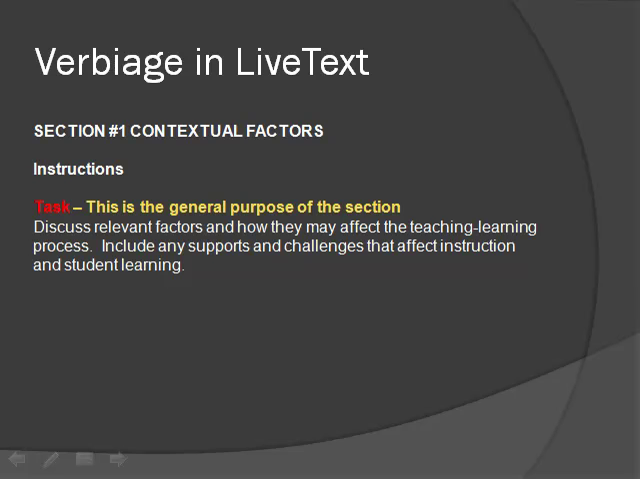Contextual factors. This is the general purpose of the section. When you see the task for each of these sections, all 7 of the sections that were mentioned in the introduction, you will see that there is a task which specifically says what you are supposed to do, or tells you in general the purpose of the section and why you're doing that. In this case, you're discussing relevant factors and how they may affect the teaching and learning process, and you will be including any supports and challenges that affect instruction and student learning.